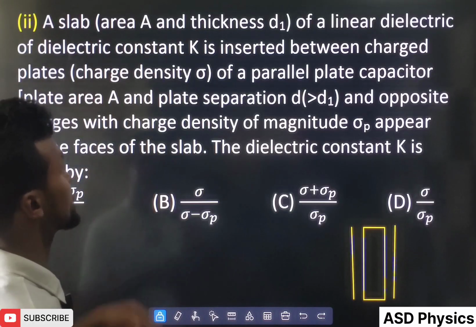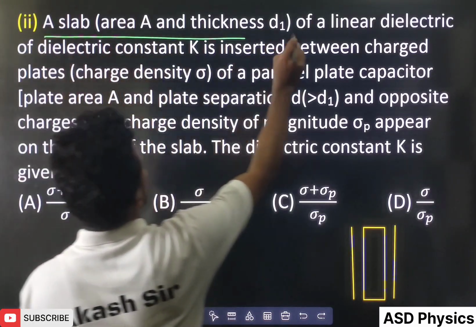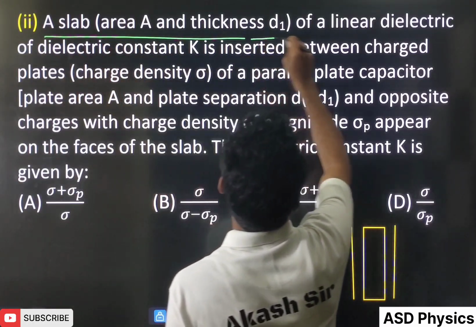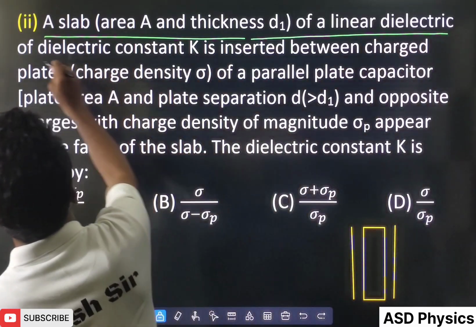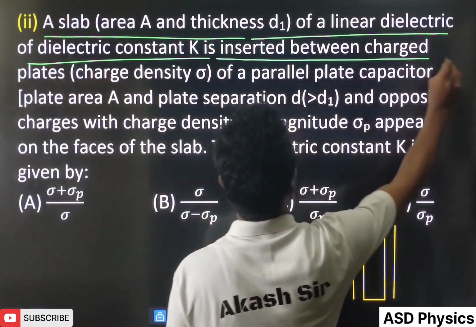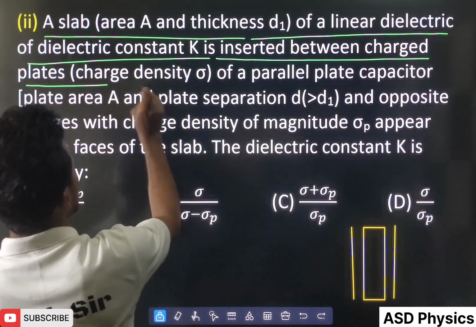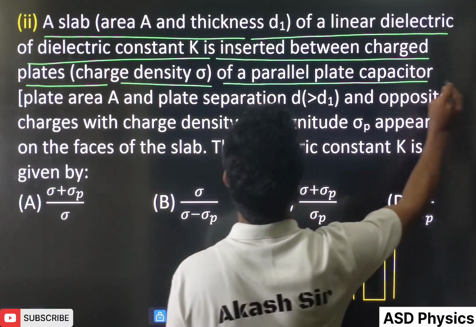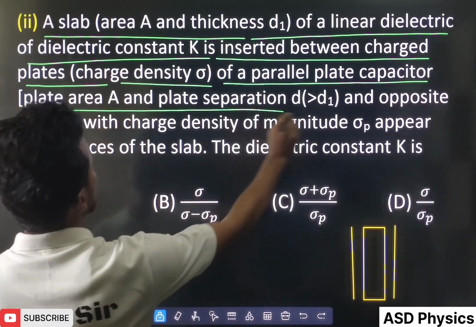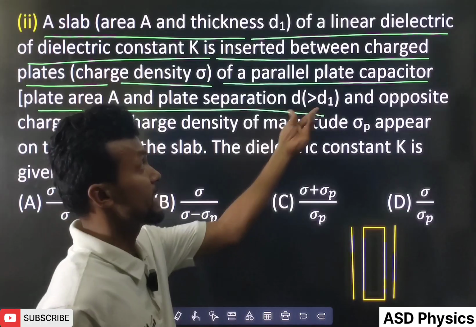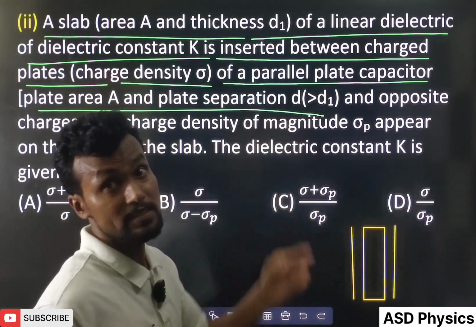Next one is, students, the second question. See, a slab of area A and thickness D1 of linear dielectric of dielectric constant K is inserted between the charged plates, charge density sigma, of a parallel plate capacitor with plate area A and plate separation D. And here this D1 length is less than D.